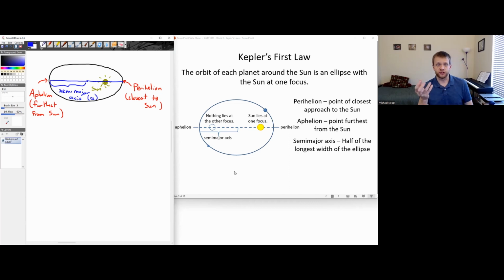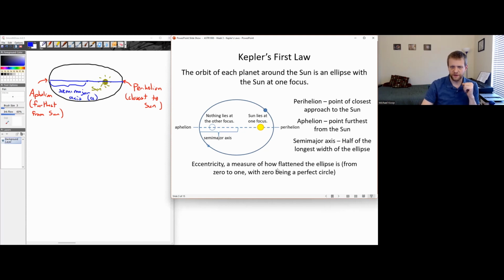So again, Kepler's first law is that the orbit of each planet around the sun is an ellipse with the sun at one focus. Nothing important has to be at the other focus. The perihelion point is when you're closest to the sun. The aphelion point is when you're furthest from the sun. The eccentricity is how flattened that shape is, from 0 being a perfect circle to 1 being completely flattened. And this semi-major axis, you can think of as the size of the orbit. So you take the full width across the orbit and cut that in half.